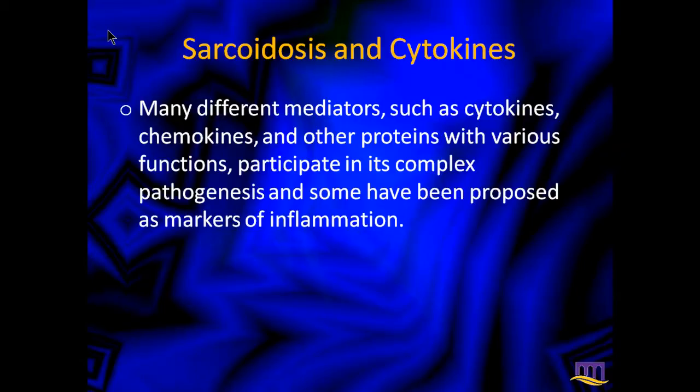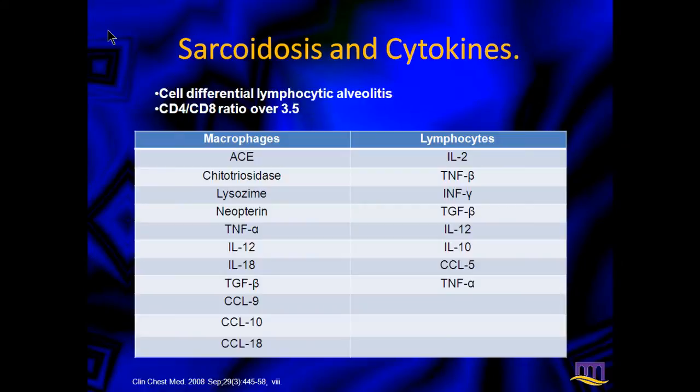Some of the cytokines that have been seen elevated come from the macrophages. This is the list, in an attempt to develop a signature for sarcoidosis, but obviously this is an inflammatory process, so a lot of other inflammatory processes will have similar patterns. The pattern in the bronchoalveolar lavage could be lymphocytic alveolitis. A CD4-CD8 ratio over 3.5 is highly suspicious for sarcoidosis in the setting of no other etiology.